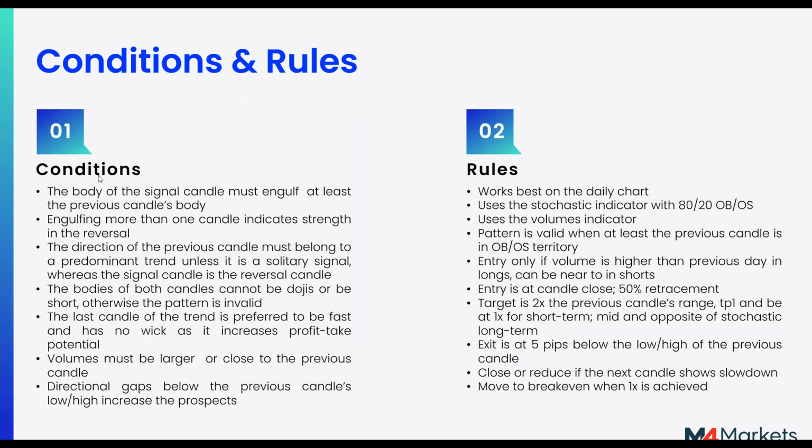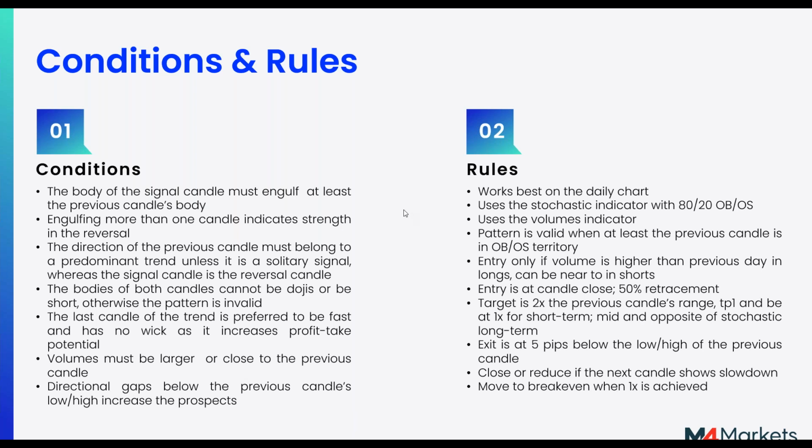Okay, so the conditions are: the body of the signal candle must engulf at least the previous candle's body. Engulfing more than one candle indicates strength in the reversal. The direction of the previous candle must belong to a predominant trend unless it is a solitary signal, whereas the signal candle is the reverse candle. The bodies of both candles cannot be dojis or be short, otherwise the pattern is invalid. The last candle of the trend is preferred to be fast, with no wick, as this increases the profit potential. Volumes must be larger or close to the previous candle, okay? Directional gaps below the previous candle's low increase the prospects.